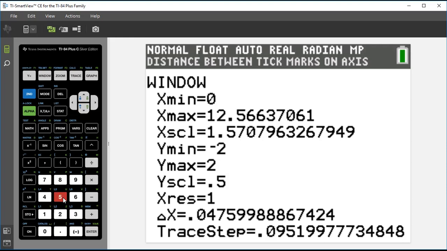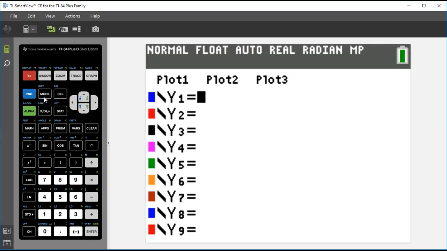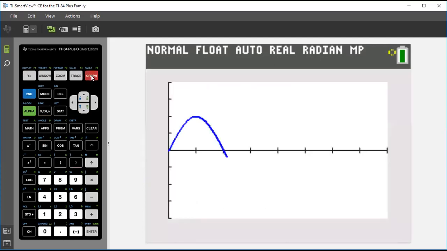Okay. Now you're going to go back to the Y equals, and you are going to type in sine of X. So just sine of X, and you're going to hit graph. And what you are going to see is 2 complete sine curves from 0 to 4 pi.